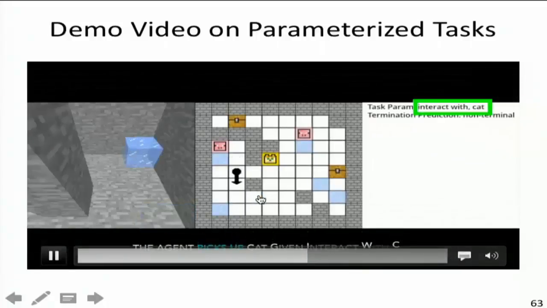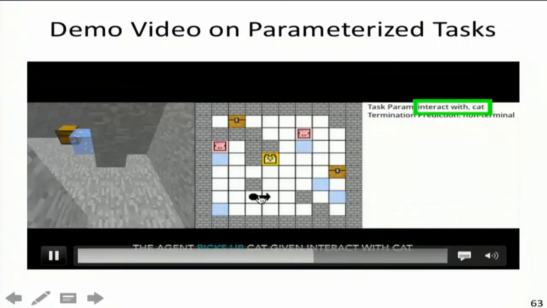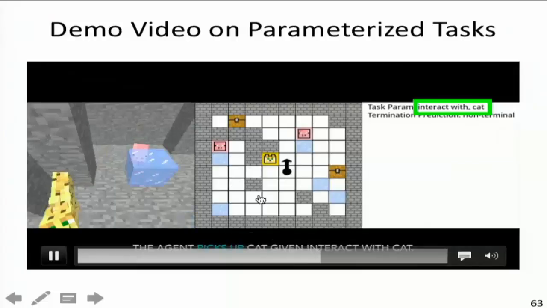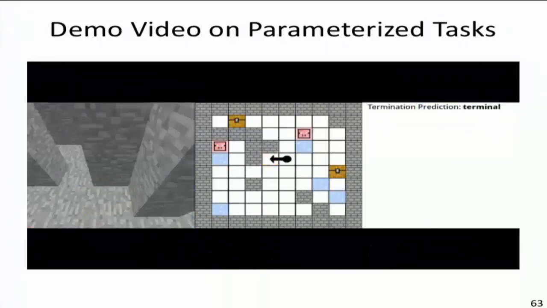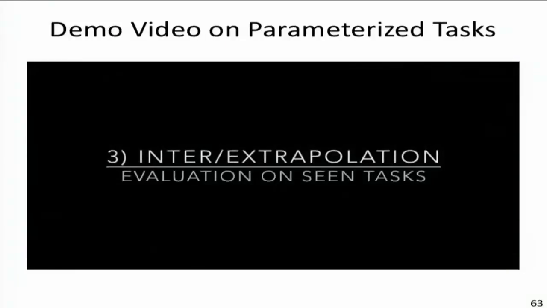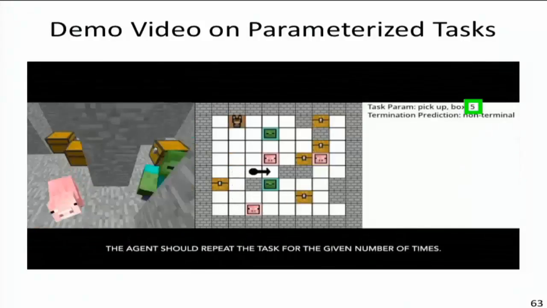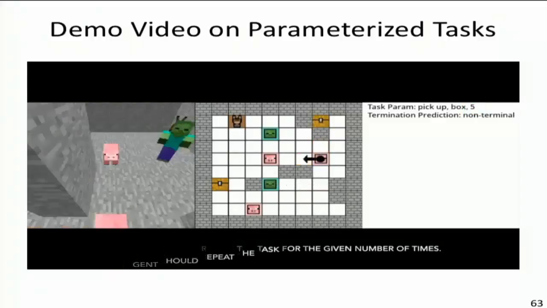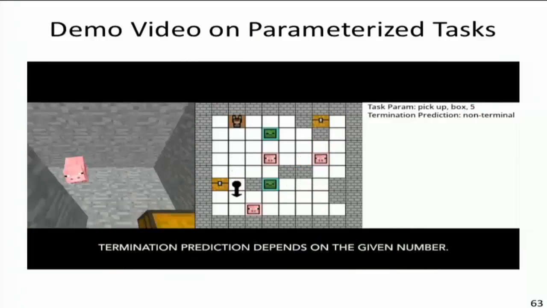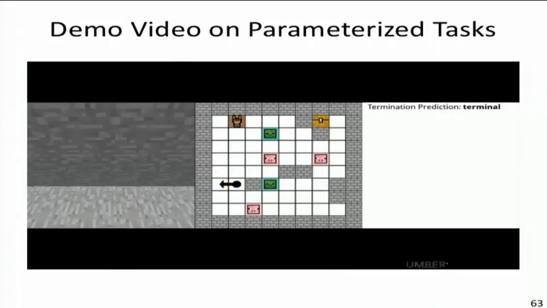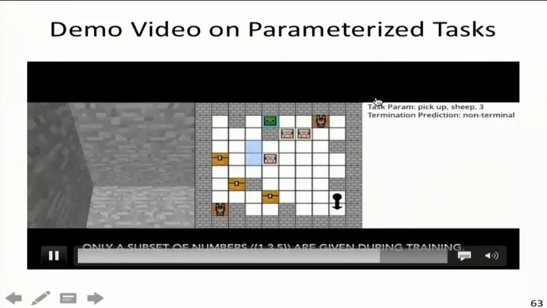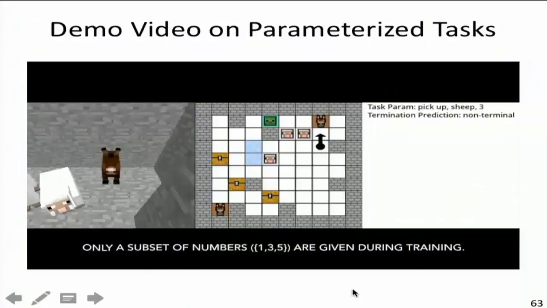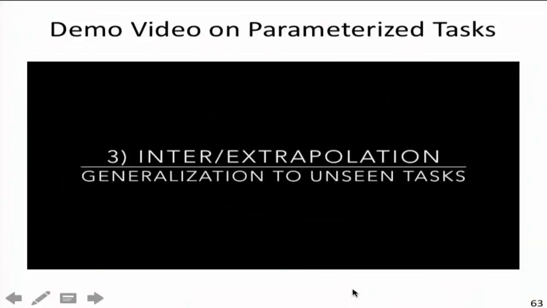Again, here is a video demo showing that the agent is able to perform the action, like interact, accordingly for different types of objects. And here, again, the agent has to generalize to executing repeated actions a different number of times. Again, it is able to generalize well if we use analogy making as a regularizer.